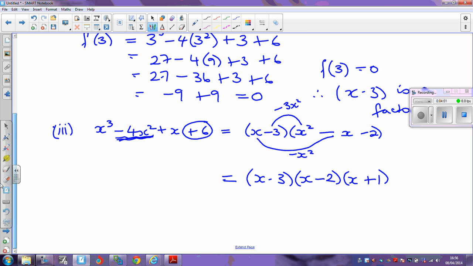Now what I'm being asked to do is solve the equation where f of x is equal to 0. So if I put that equal to 0, I've got these three brackets multiplied together equaling 0, which means that either the first bracket has to be 0, which would give us x is 3, or the second bracket has to be 0, which means that x would be 2, or the third bracket, x plus 1, would be 0, which would give us the value minus 1. So x could be 3, or 2, or minus 1.